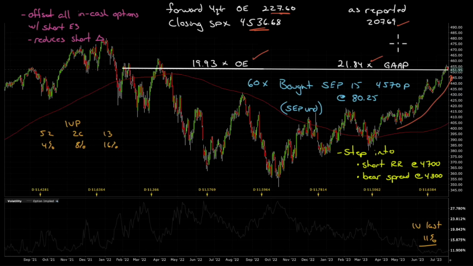These are not forward multiples for a 5% quantitative tightening environment. This is more of a sub 1% quantitative easing environment with those multiples. I just can't get on board with these multiples. And I think that is, I'll tell you this.